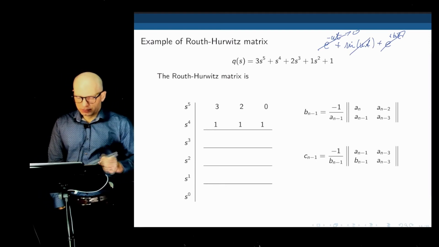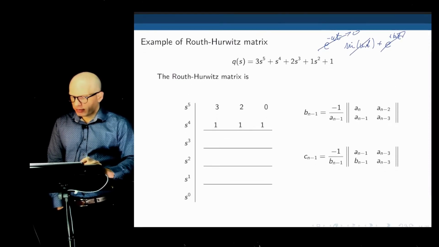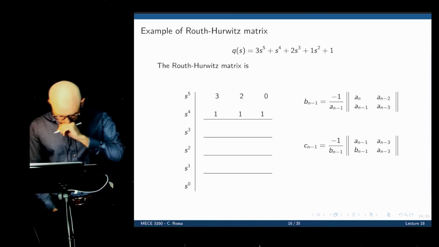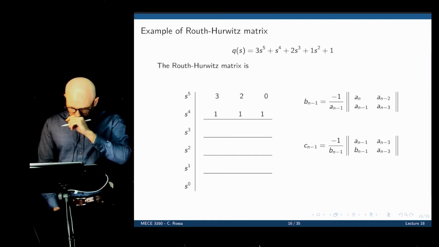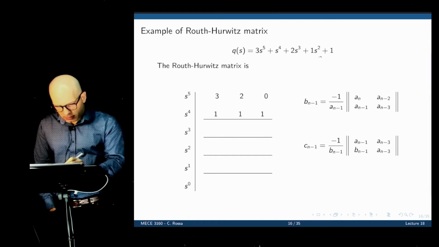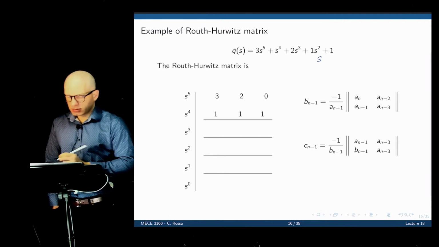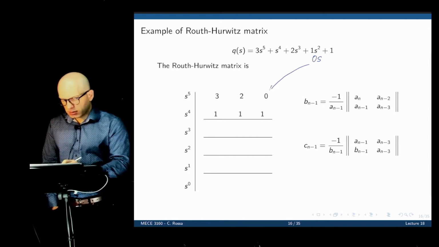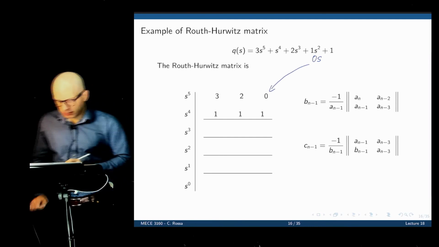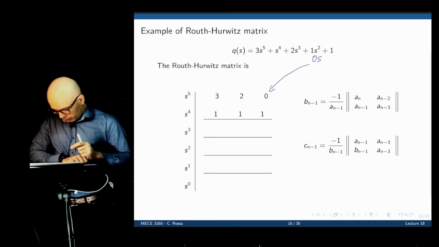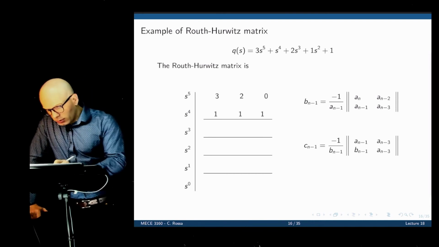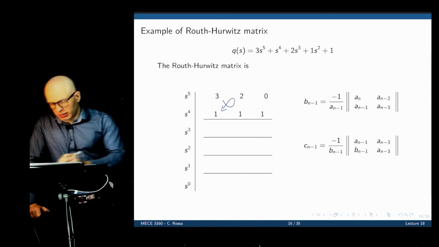Right? Let's do this one now. We have another characteristic equation. Notice that the coefficient of s here is missing. We have s to the power of 2 and no s, so s to the power of 1 is 0. The coefficient is 0, and it has made it there. So let's do the first element here.